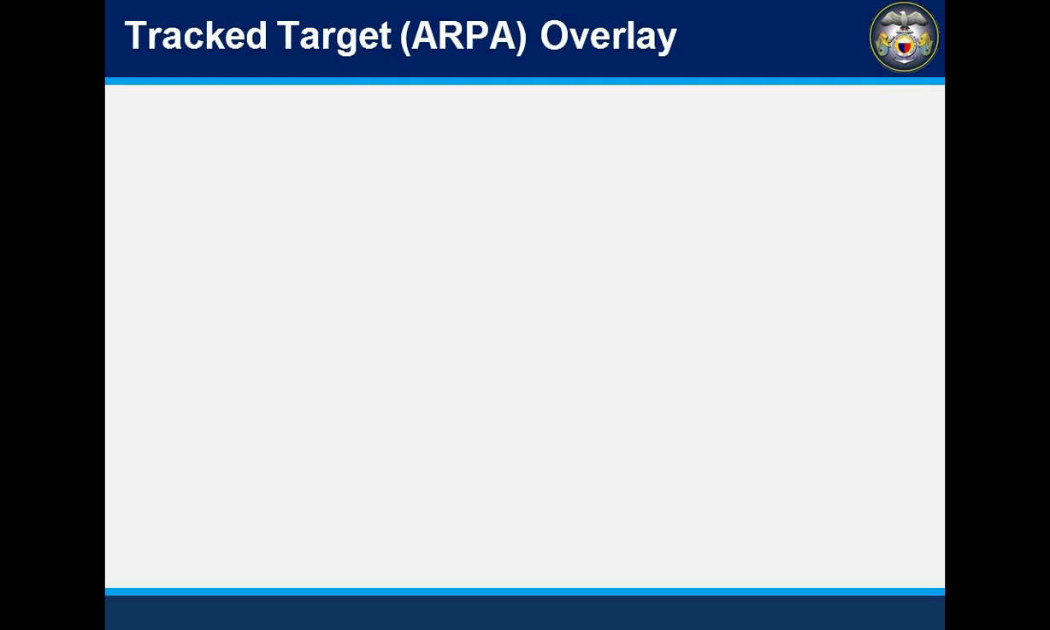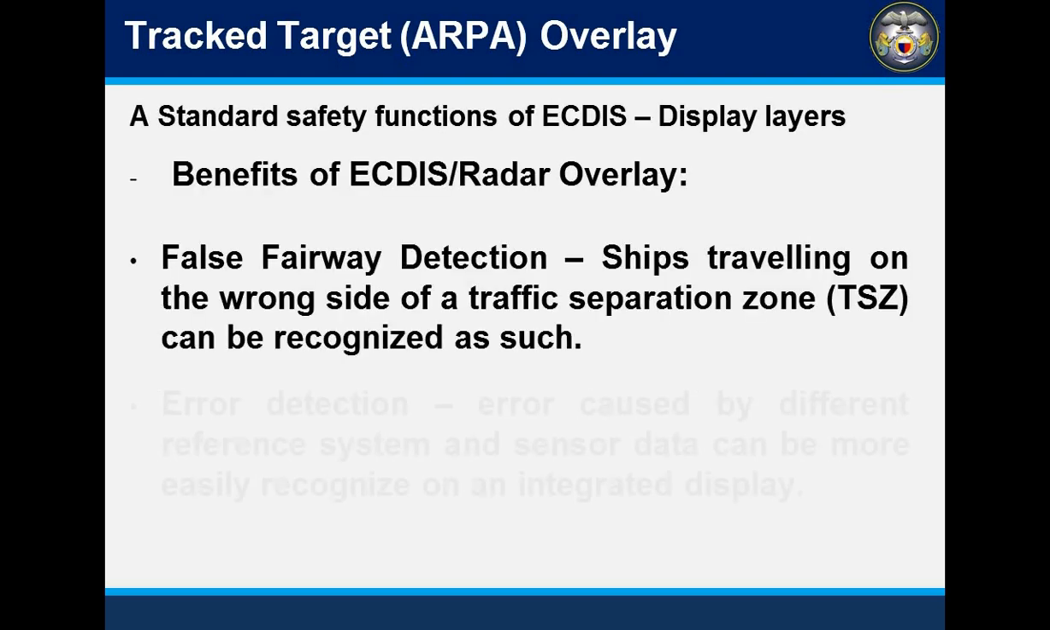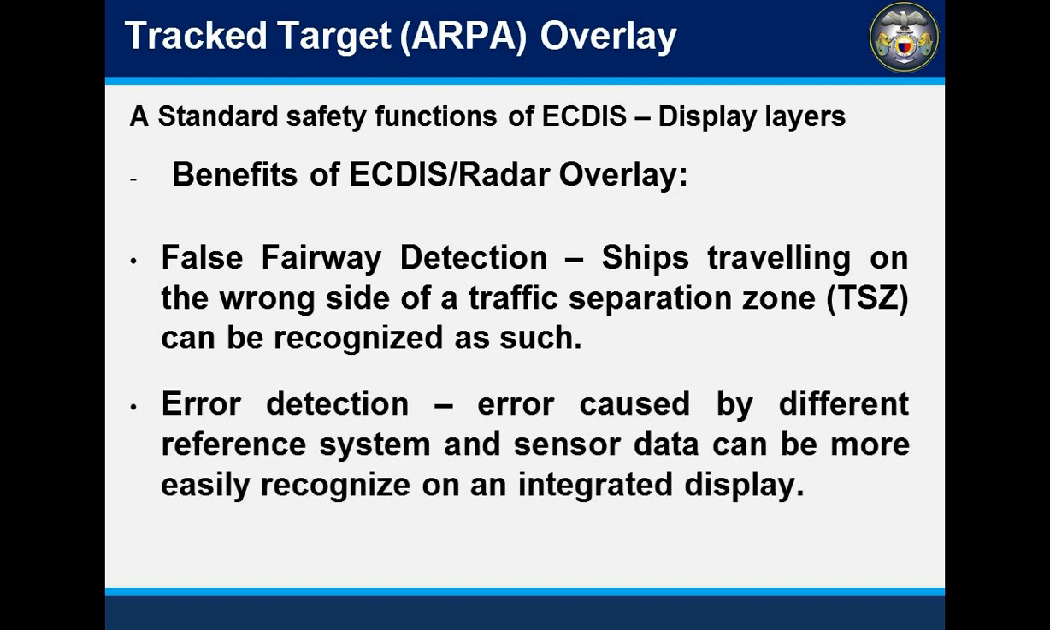Another benefit is the false fairway detection. Ships traveling on the wrong side of the traffic separation zone can be recognized as such. Okay, nasa kabilang side na pala. So that can be recognized in the ECDIS instantly. Okay, error detection, error caused by different reference systems. Sensor data can be easily recognized on an integrated display. So pagka may mga sensor data na mali, maiko-compare mo yan together with the ECDIS radar overlay.